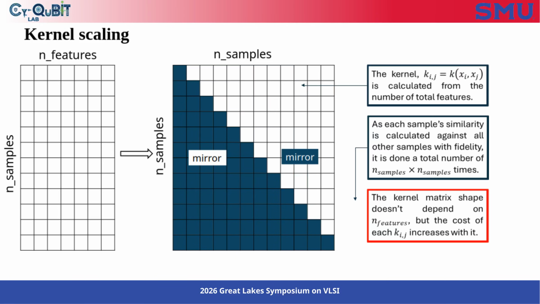This slide highlights why kernel scaling becomes difficult. The kernel matrix depends on the number of samples, because each sample must be compared against other samples. This leads to a sample-by-sample similarity matrix. The number of features does not change the shape of the kernel matrix, but it does increase the cost of computing each individual kernel value. Therefore, scalability is affected in two ways: more samples increase the number of kernel entries, while more features increase the complexity of each quantum circuit evaluation.